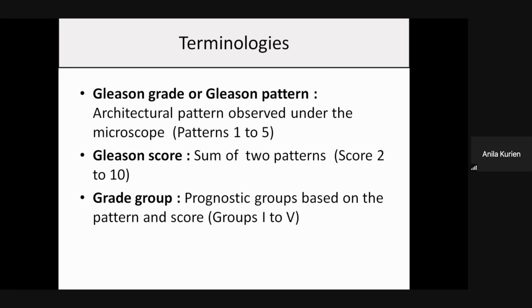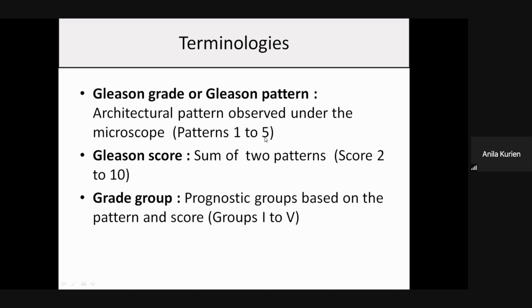For a urology resident, these terminologies should be very clear. You cannot interchange them or mix them up because that's going to create a lot of confusion. So just make sure when you start reading up about pathology of the prostate, these are the terminologies: the grade or the pattern. These two terms are used interchangeably and they represent what we see under the microscope. That is the architectural pattern.